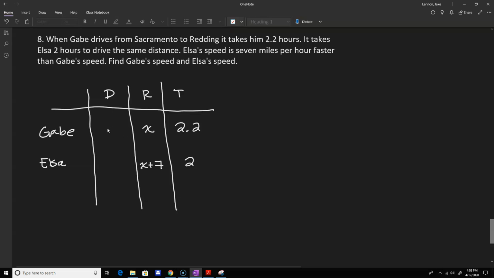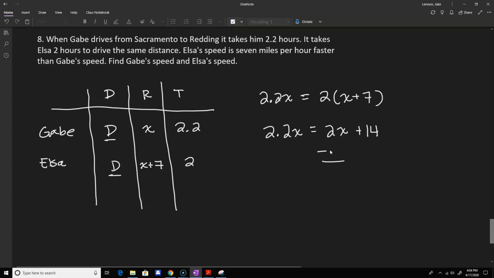And then the point here is the distance is the same, so it's kind of the unknown. But we know whatever the distance happens to be, we could just call it capital D. It's the same for both. So that means if you do 2.2 times x, because capital D would be Gabe's R times Gabe's T, it would be the same as if you did Elsa's time times Elsa's rate, because they're both making the same journey. So then we just solve this equation. 2.2x would equal 2x plus 14.